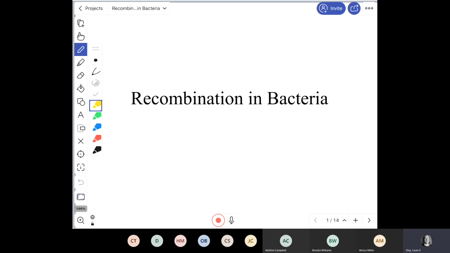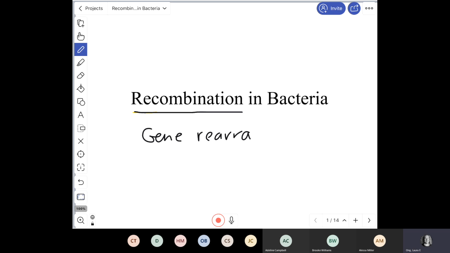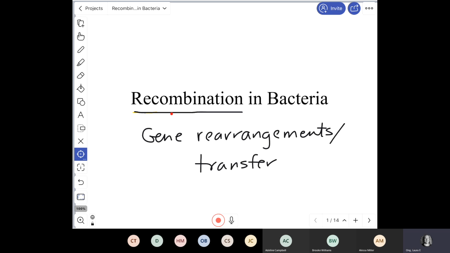So this topic today, recombination in bacteria. This word recombination is meaning something very specific in this context, and it has to do with gene rearrangements or transfers. It's really referring to changing genes in bacteria. And the main reason why we would care about this as medical professionals is that if you have new genes, you have new capabilities.